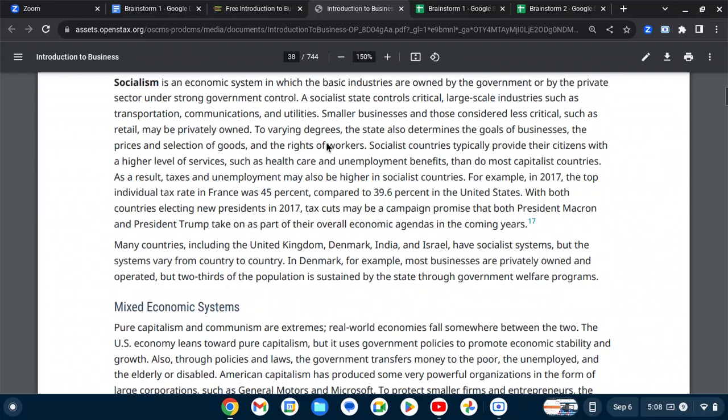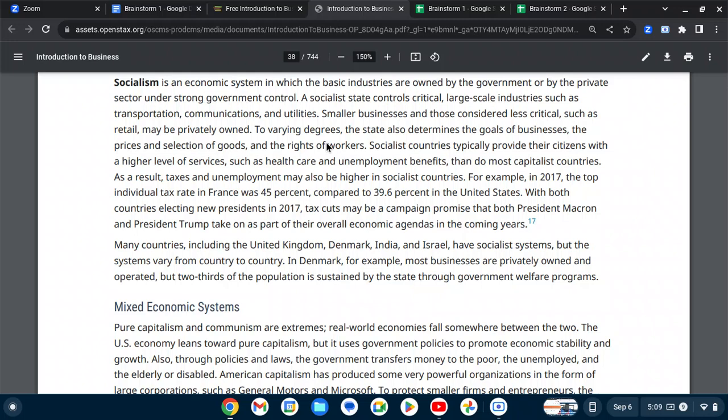Socialism. Socialism is an economic system in which the basic industries are owned by the government or by the private sector under strong government control. A socialist state controls critical, large-scale industries such as transportation, communications, and utilities. Smaller businesses and those considered less critical, such as retail, may be privately owned, to varying degrees.